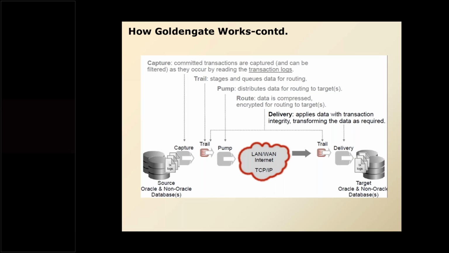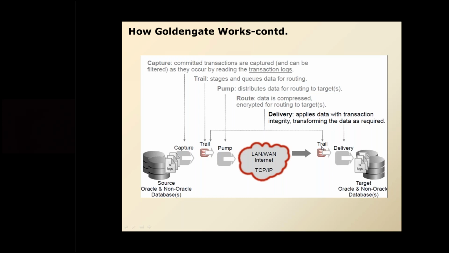So you have three processes involved, and remember, once again, this will come to you as a handy point. Each process has a source to read from and a target to write to. The capture process source is the source database transaction logs and the target is the local trail. The pump process source is the local trail and the target is the remote trail.